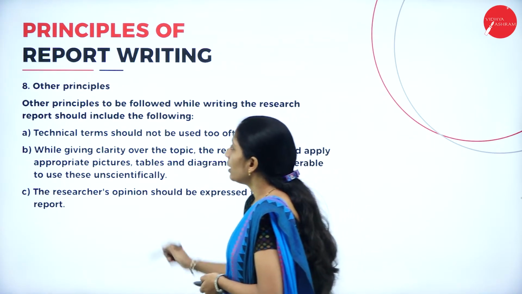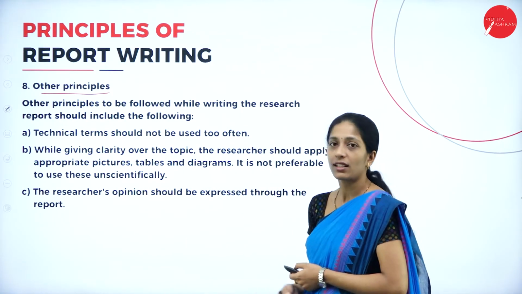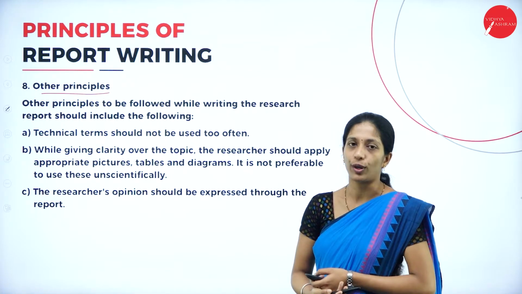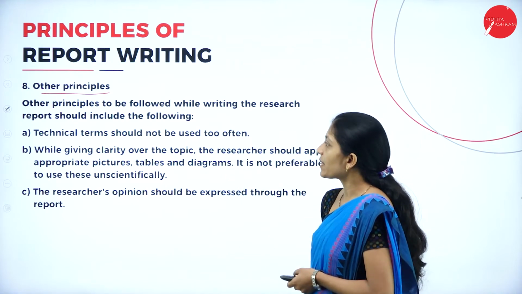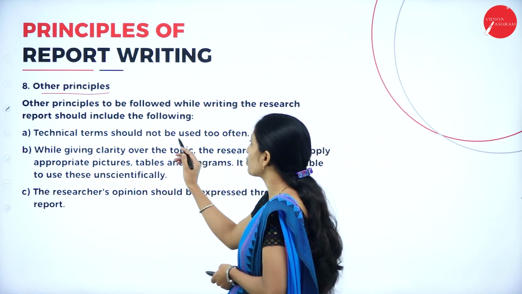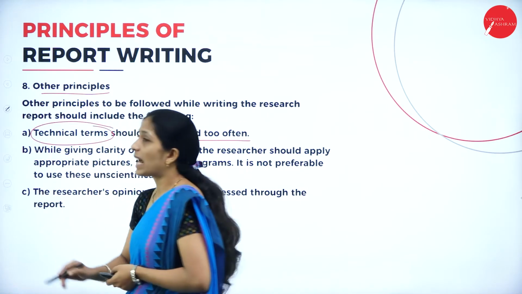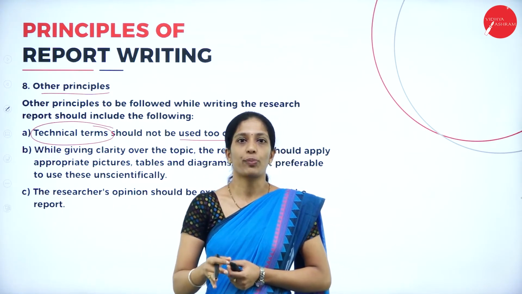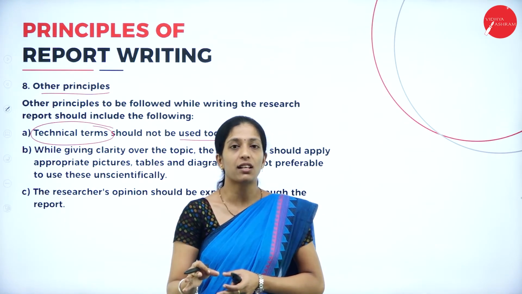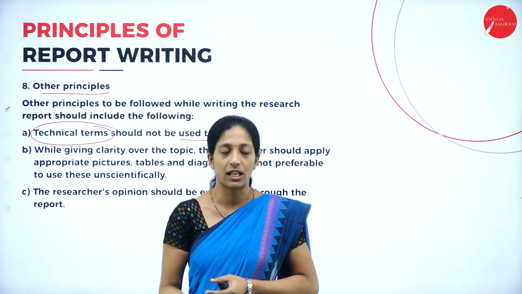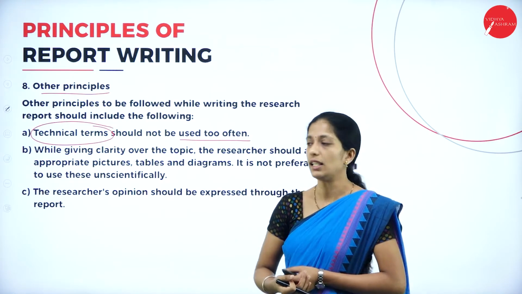So the other principles to be followed while writing the research report include the following. Let us see what other characteristics a research report should have. The first one is that technical terms should not be used too often. Unless it is a technical research report, we have to make the research report as simple as possible, so we have to reduce the technical terms.